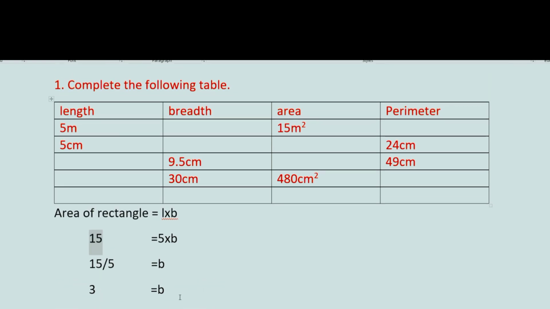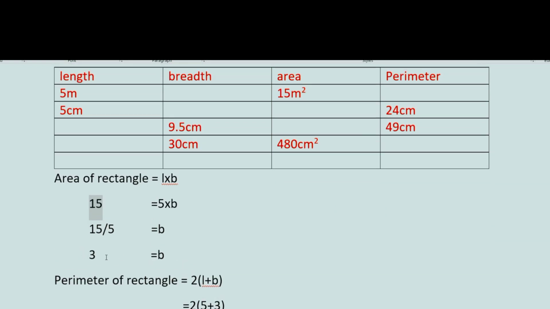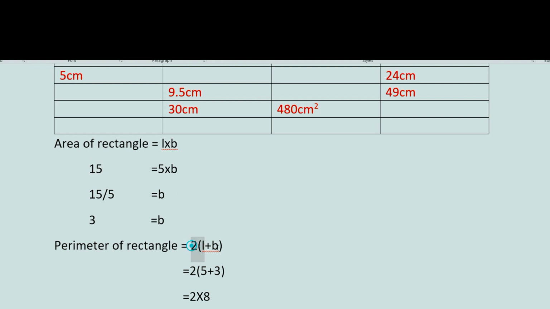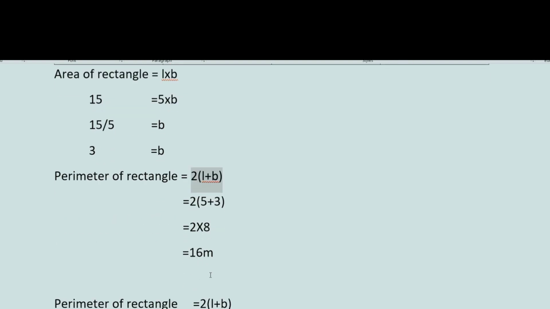Now when you get the breadth, you can take out the perimeter. Perimeter of rectangle formula is what? 2 into (L plus B). So if you have length and breadth, you can simply put the values in this formula. 2 into (L plus B). L is 5 and breadth is 3. 5 plus 3 is 8, 8 into 2 is 16 meters. Perimeter of rectangle is 16 meter.